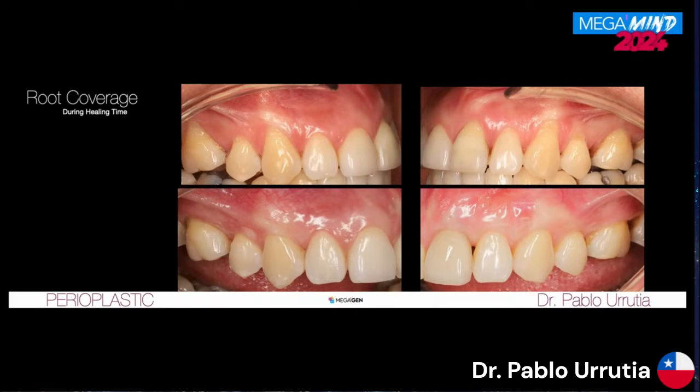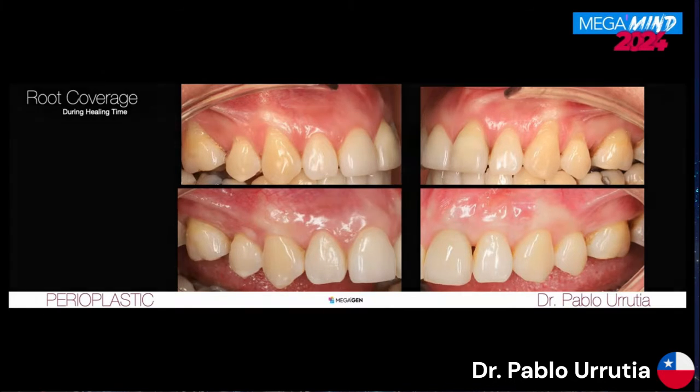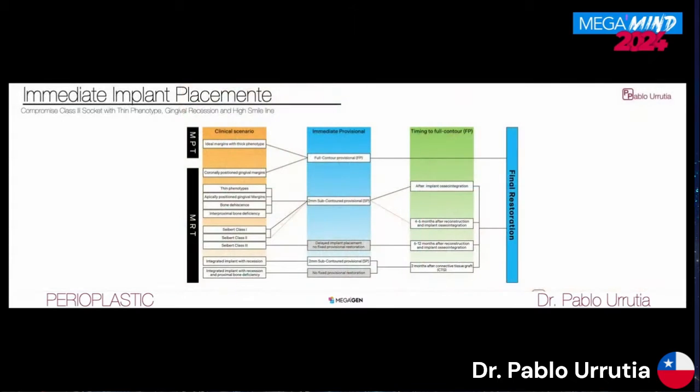During the waiting of the 3 months of the provisionalization, we changed the color to increase maybe the aesthetic demand of the patient. And then this is the flow chart that we use to explain that situation.